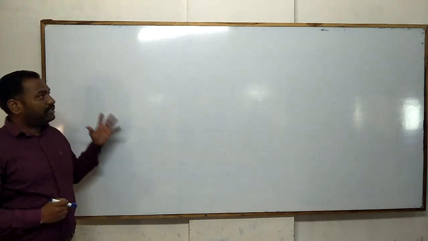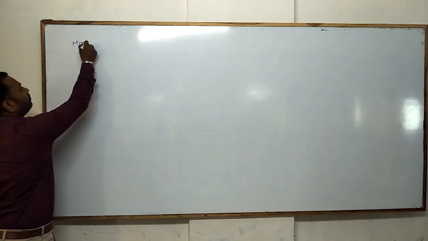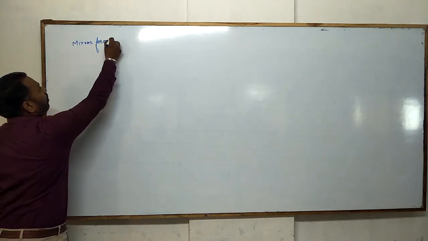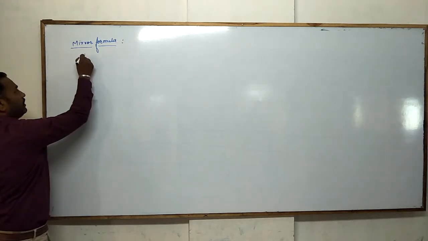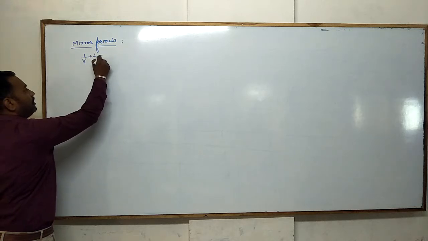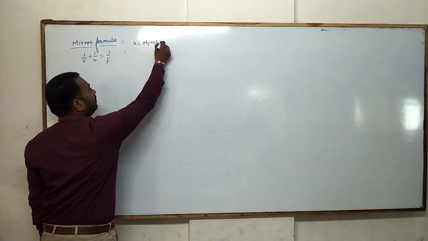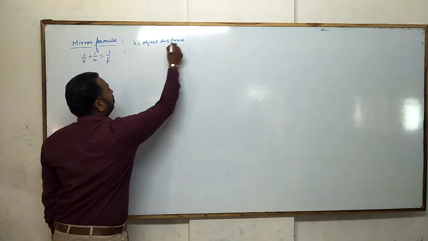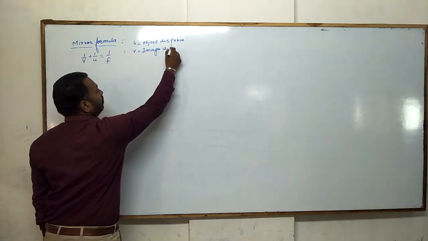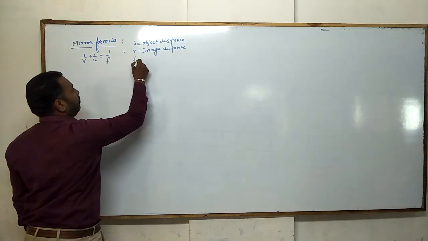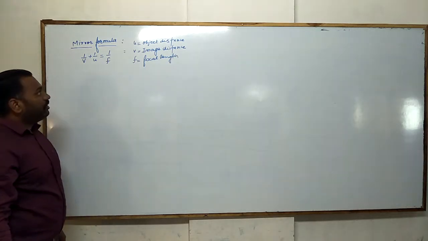Today, first we have to study the mirror formula. So, what is the mirror formula? Look, and you have to write also. Mirror formula: 1/v + 1/u = 1/f. Here u is the object distance, v is the image distance, and f is the focal length. When we solve numerical problems, we need this mirror formula.